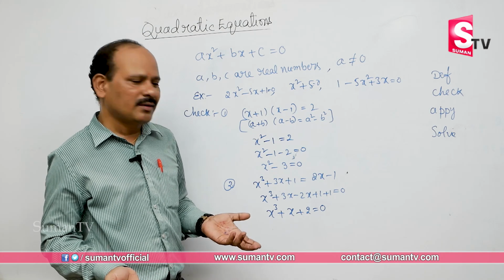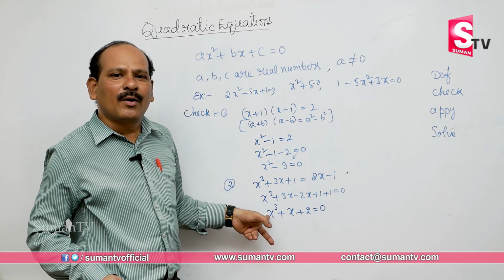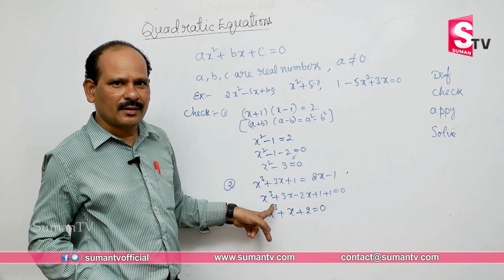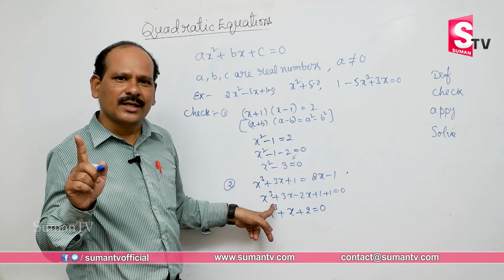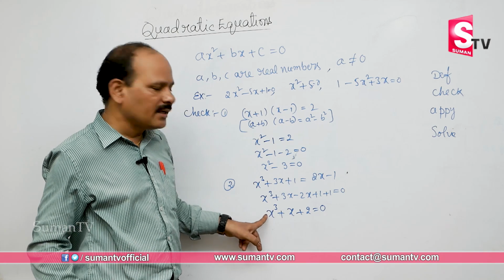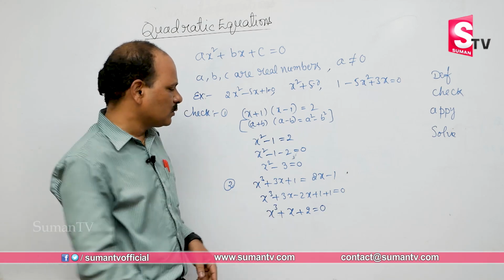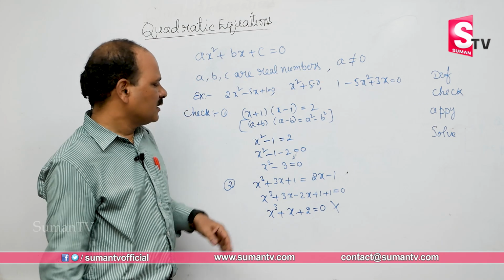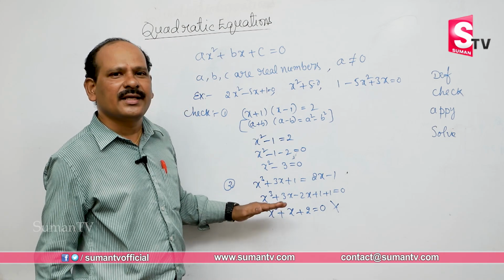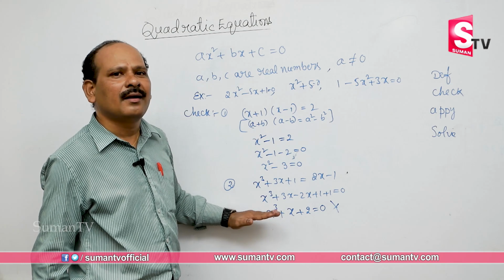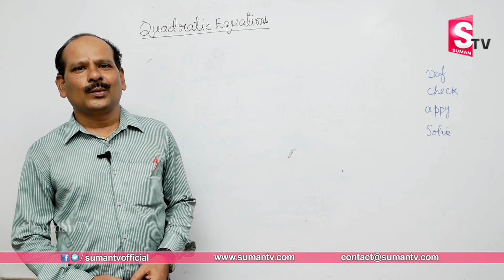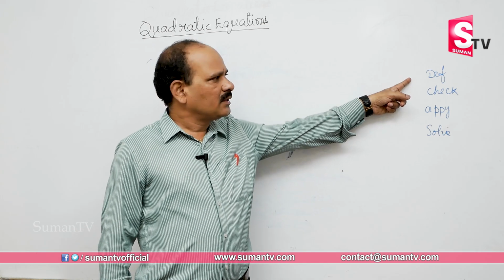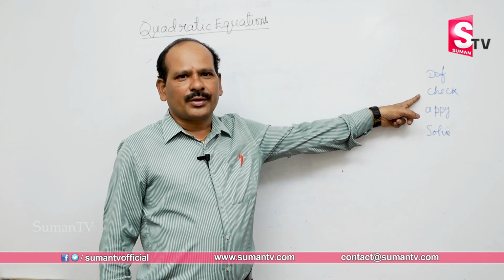The reason is that here the highest power, the degree of the equation, is 3. Every quadratic equation must have the power 2, but here the highest power is 3, so it does not belong to quadratic equations. Like this, we check whether an equation belongs to quadratic equations or not. Till now, we discussed the definition of quadratic equations and how to check them.